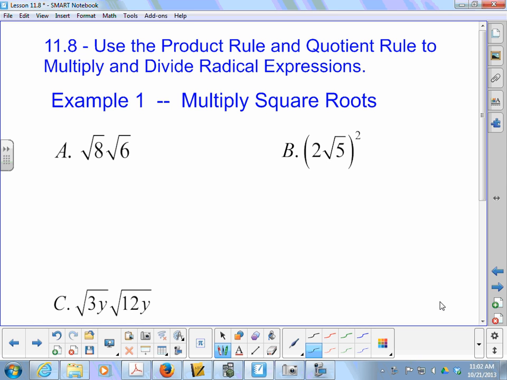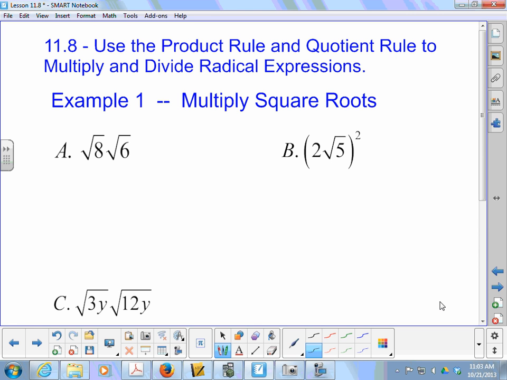Lesson 11.8, we're going to use the product rule and quotient rule to multiply and divide radical expressions. So today we're going to do the multiplication part of it, and tomorrow we'll be doing the dividing part of it. And with the multiplication part of it, sometimes it's easier to simplify before we multiply, and sometimes it's easier to multiply first and then simplify.